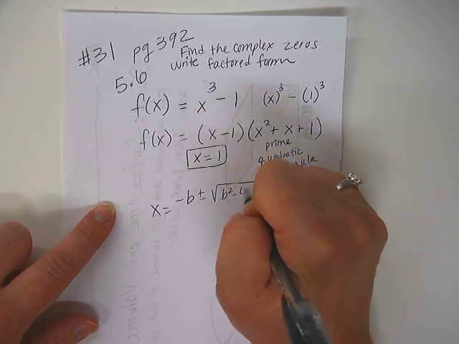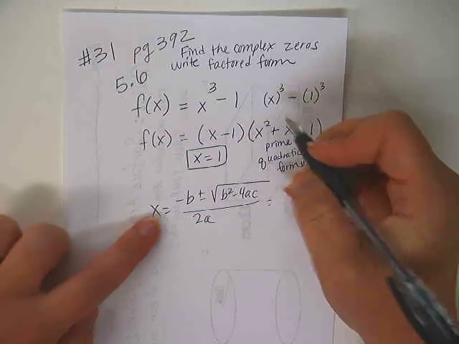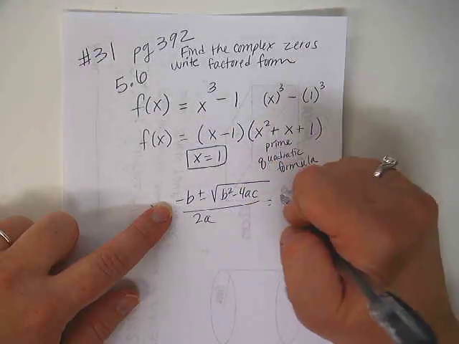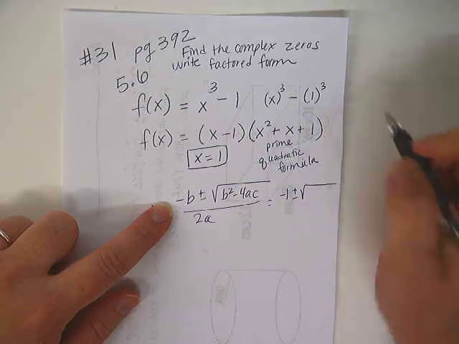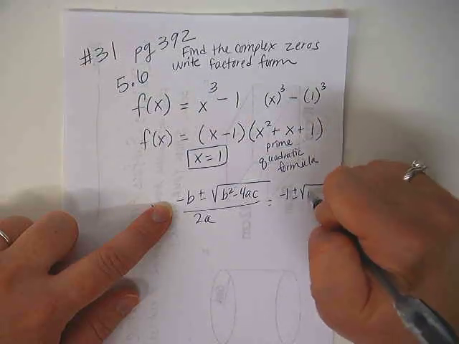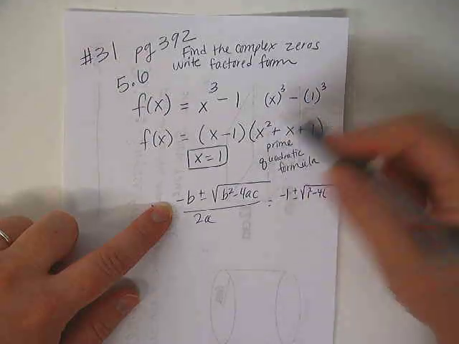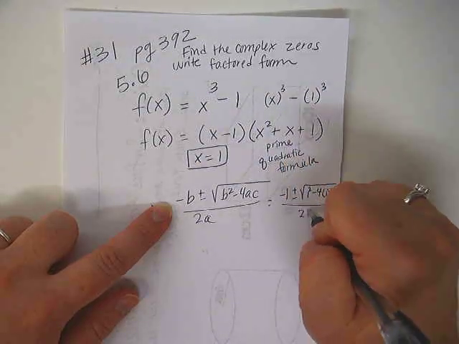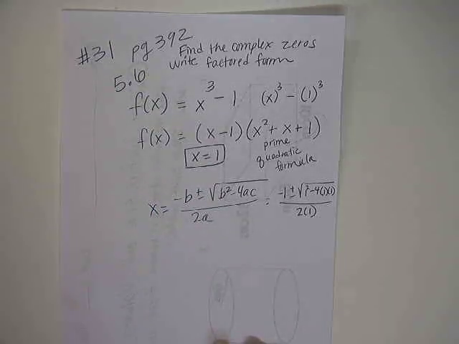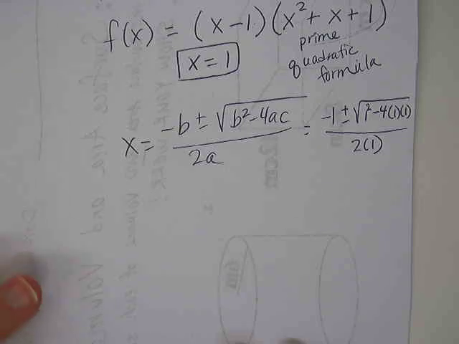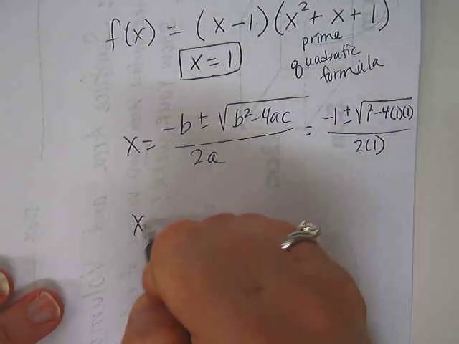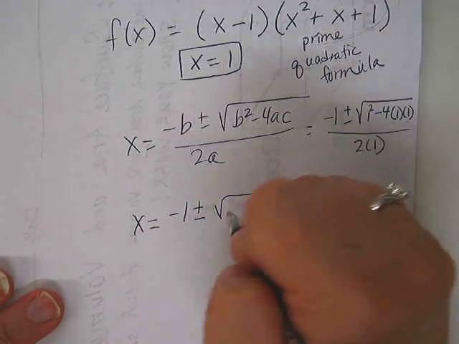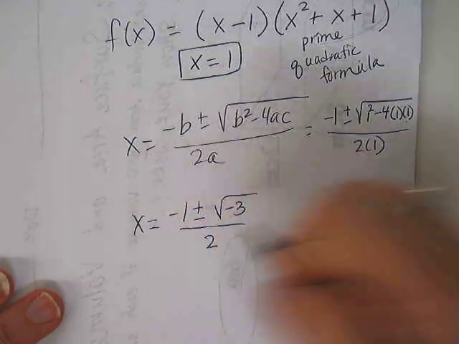So x equals negative b plus or minus the square root of b squared minus 4ac, all over 2a. So negative b, we're just looking at this piece right here, so negative 1, right? Plus or minus the square root of b squared, so that would be 1 squared, minus 4 times a times c, well a is 1 and c is 1, and then all over 2 times a, well, a is 1. Okay. So now let's go ahead and simplify this. So that gives us negative 1 plus or minus the square root of 1 minus 4.